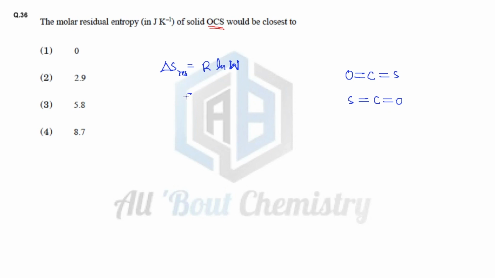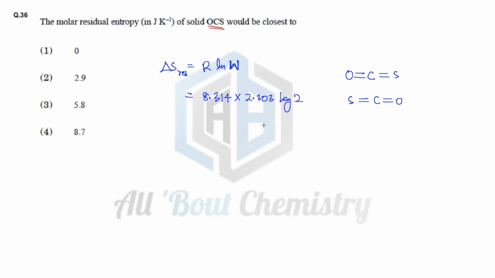Now let's put it over here. R is not given to us, but since we are doing it in joules per Kelvin, R will be 8.314. Ln I am converting into log base 10, so that will be 2.303, and then it will be log, and this will be log 2.